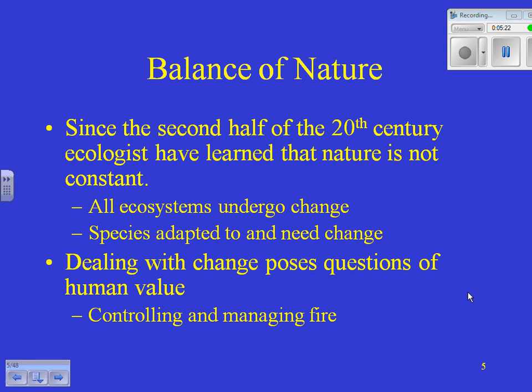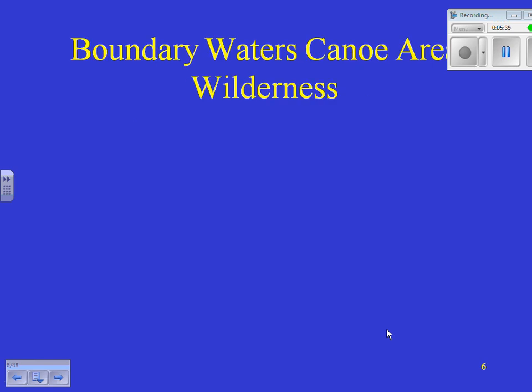So restoration ecology depends on science to discover what used to be, what is possible, and how these different goals can be achieved. The selection of those goals for restoration is again a matter of human value. So keep that in mind as we're reading through this information.